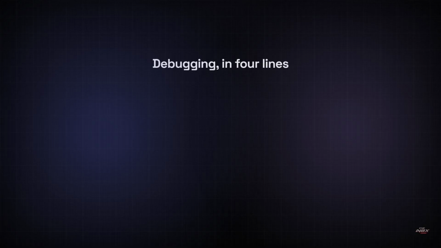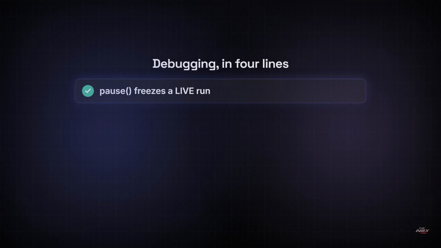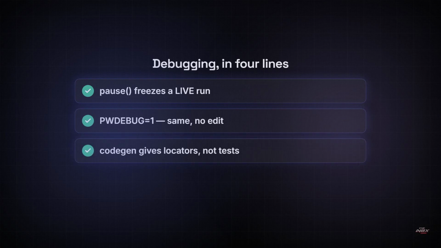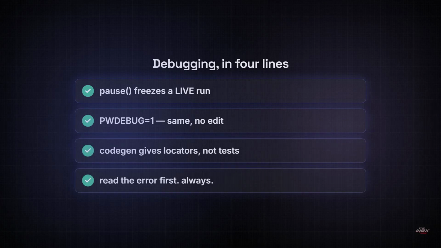Four lines, and then we're done. Page.pause freezes a live run with the browser still open. PWDEBUG equals 1 does the same thing without editing your test. Codegen hands you locators, not tests. And the ladder starts with reading the error, which is where most bugs already died.